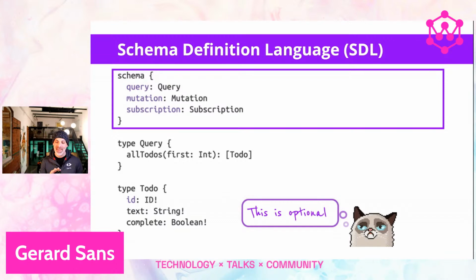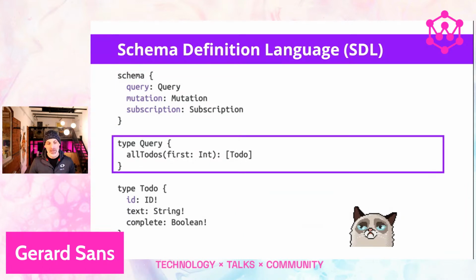Oh, by the way, we have a guest. It's going to be the Grumpy Cat, and it's going to give us some feedback. And in this case, it's saying that this is optional. So when you are defining your schema on the server, you can omit this step and it will still work. Okay, thank you.